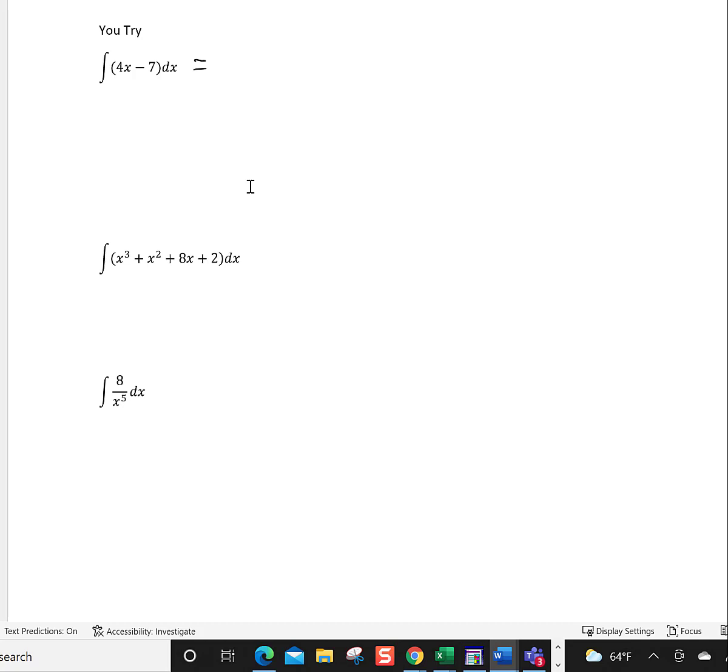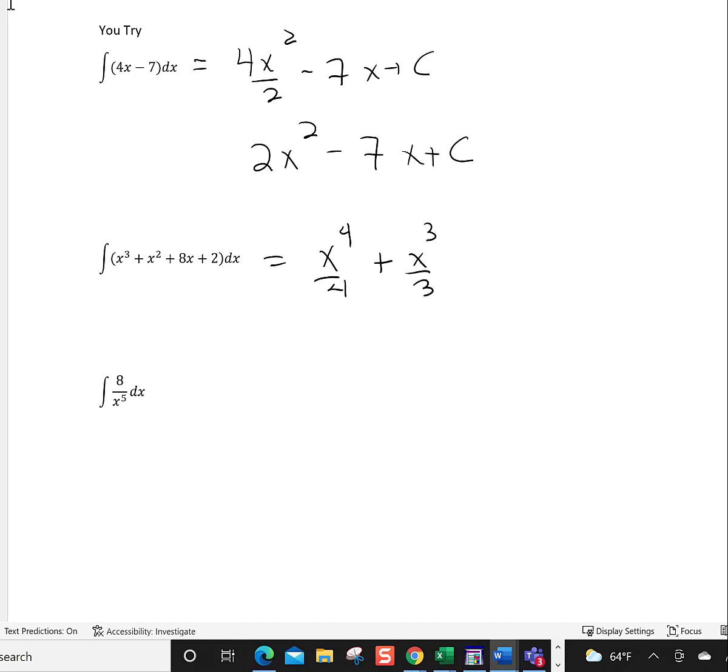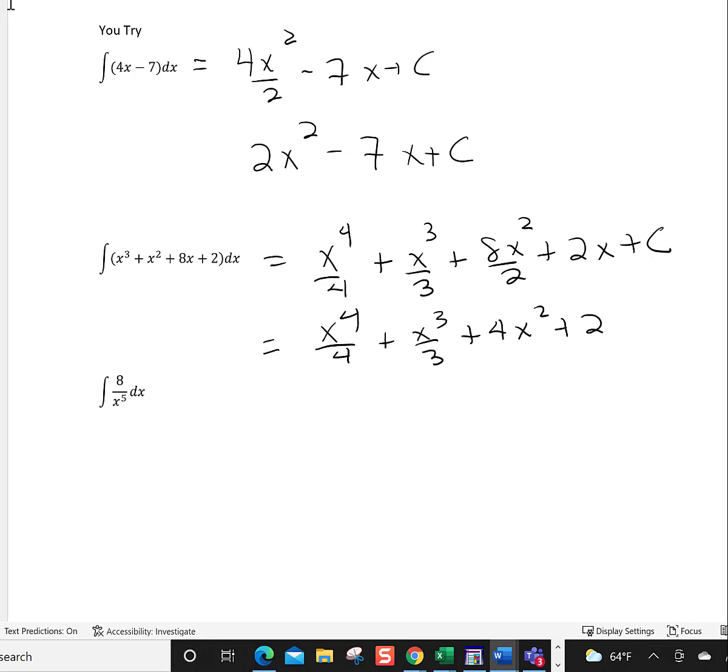All right, so I'll start with the 4x minus 7. I'm going to make that 4x squared over 2 minus 7x plus c. One little step of simplification, I have 2x squared minus 7x plus c. For x cubed plus x squared plus 8x plus 2 dx, I get x to the 4th over 4 plus x cubed over 3, 8x squared over 2 plus 2x plus c. Again, one little step of simplification: x to the 4 over 4, x cubed over 3, 4x squared plus 2x plus c.